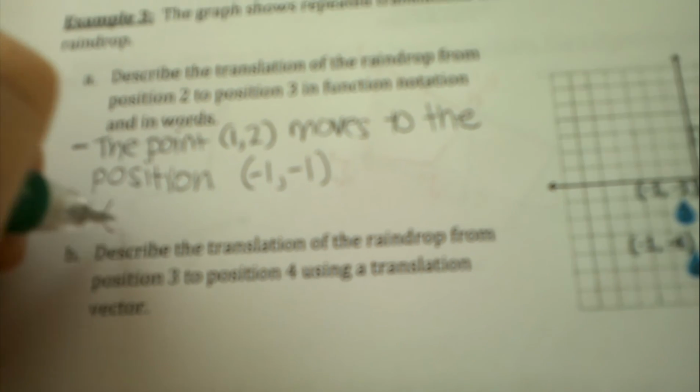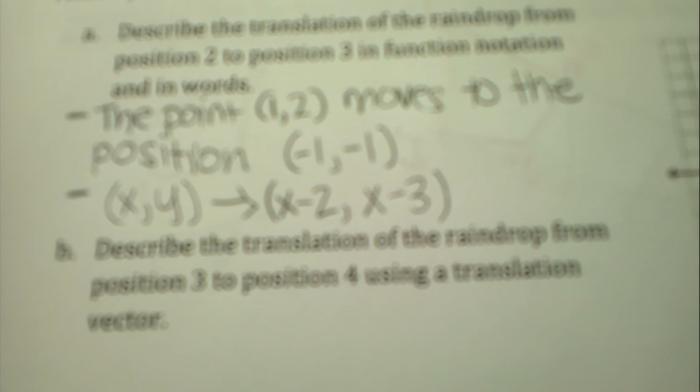The second part said to use function notation. So our point x, y, any point, what happened to it? Well, the x part went 2 units to the left. So any value, you're going to subtract 2. The y went 1, 2, 3 units down. So our kind of formula, you would take any value and subtract 3. That's function notation.